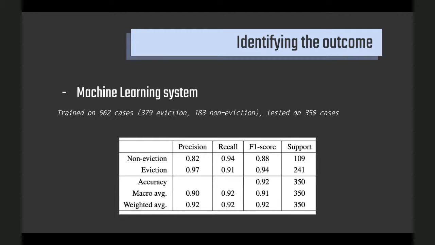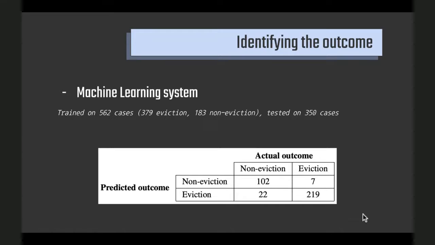So 92%, which is, given the fact that it's a free-worded text, and then you can actually find out whether somebody was evicted or not, quite a high score. And moreover, it predicts it somewhat in a balanced way. So the percentage of error for eviction cases is similar to non-eviction.